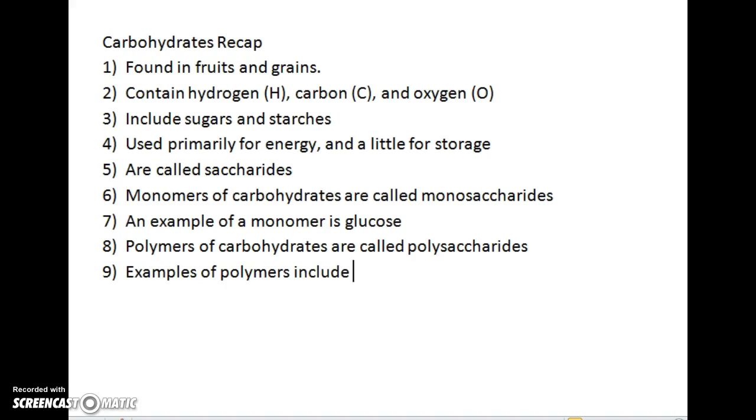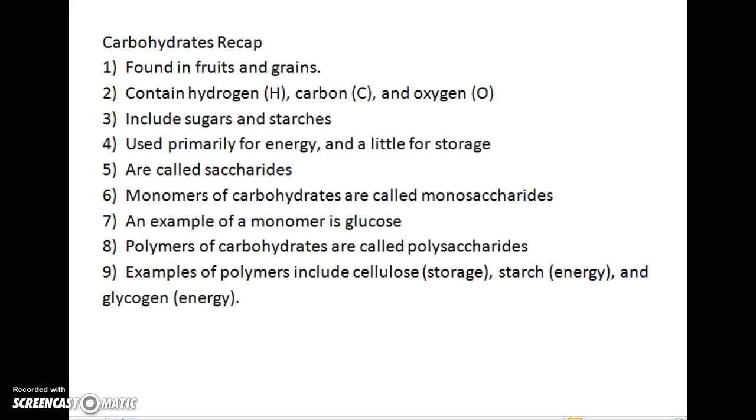include cellulose, this will be for storage, starch, energy, and glycogen, also used for energy.